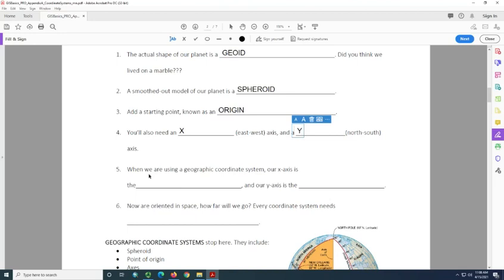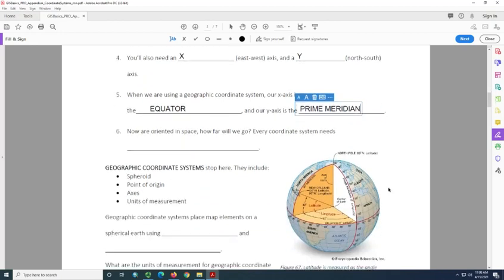Okay. So if you end there, you're going to have a geographic coordinate system. So you've taken our Earth, you've smoothed it out, you've put an origin, an x and a y axis, and that is called a geographic coordinate system. When we're dealing with a geographic coordinate system, our x-axis is the equator. And our y-axis is the prime meridian. Okay, and so you might be familiar with the equator, right?